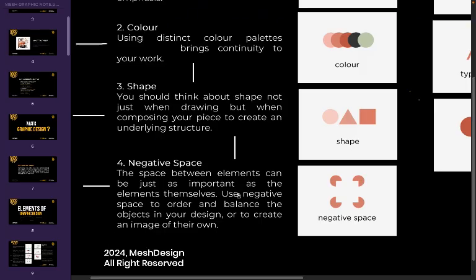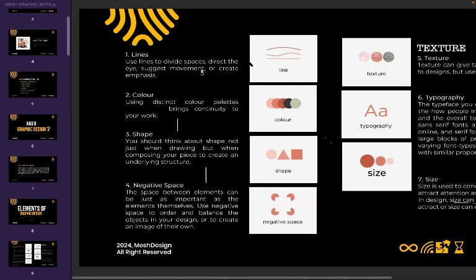And then use negative space to order and balance objects in your design or to create an image of their own. So we use negative space here to order and balance this entire slide you see. This slide was done in Photoshop actually. So we use negative space.